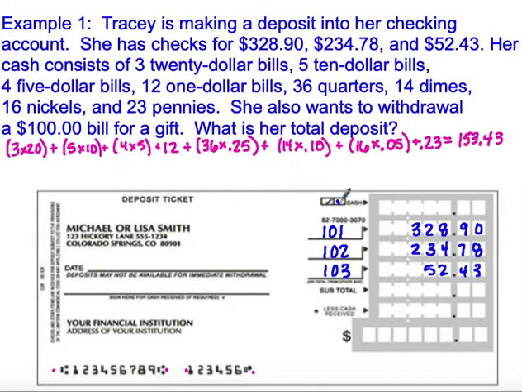Now notice I'm going to check this box over here so I alert my bank that I am including cash in the deposit. So I have a total of $153.43. So this is my total deposit. So my subtotal, when I add all of those numbers together, is $769.54. But it says here that Tracy is taking out $100 out of this deposit for a gift. So right here it says less cash received.